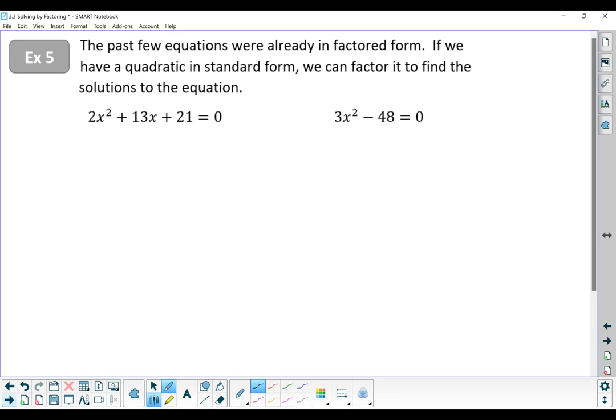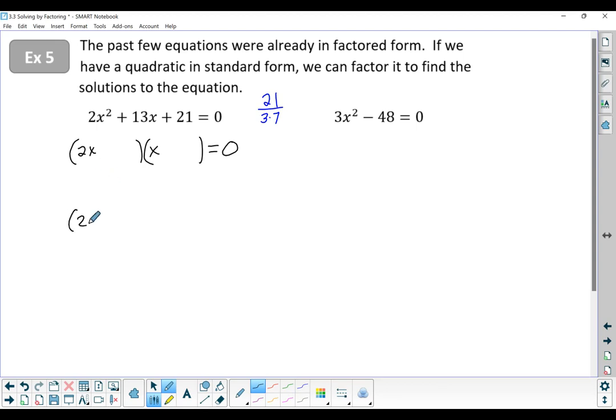Okay, the past few equations were already in factored form, but if we have a quadratic that is in standard form, we can factor it to find the solutions to the equation. So this first one is a little bit tricky to factor because it's got a coefficient of 2, but that coefficient is not a common factor, so we can't factor it out. That means we have a 2 with one of our x's to give us that lead term of 2x squared. The 21 over at the end, most likely is going to be a 3 and a 7. So let's see if we can find the right combo here.